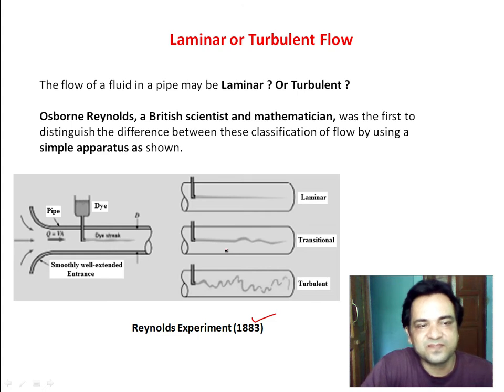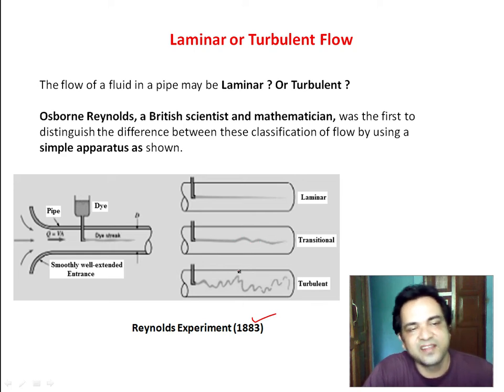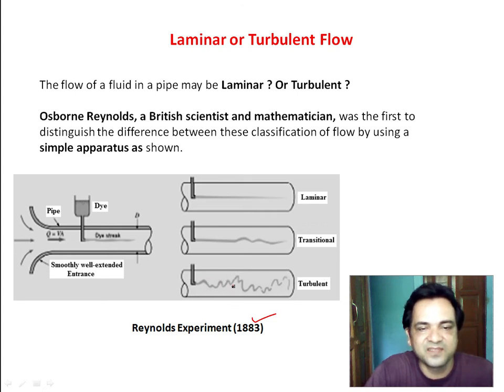But when he increased the flow rate, he observed that for some portion the dye was a straight line, then it deviated from the straight line, and at very high flow rates he observed a completely chaotic motion of the dye. Sometimes the dye was moving upward, sometimes downward, completely haphazard. He got different behaviors by increasing the flow rate inside a pipe, so he classified the flow as laminar flow, transitional flow, and turbulent flow.